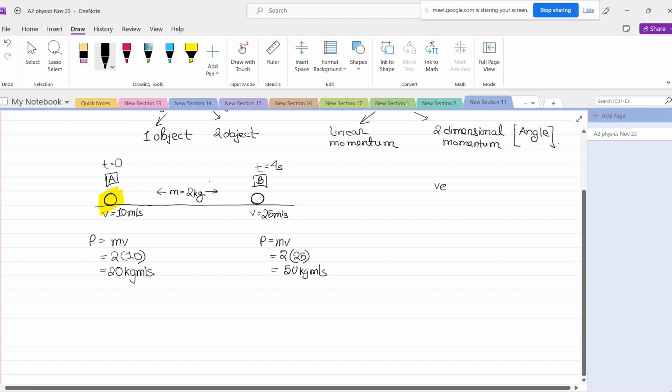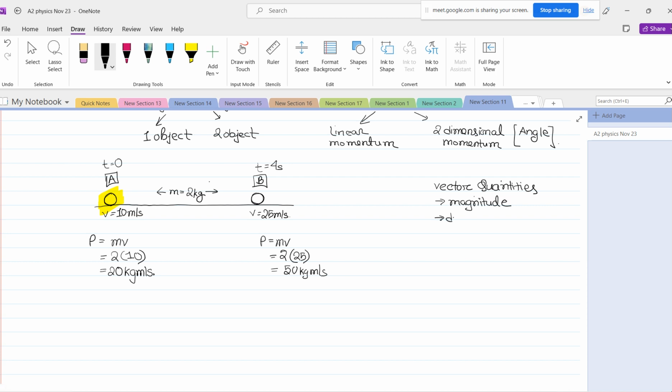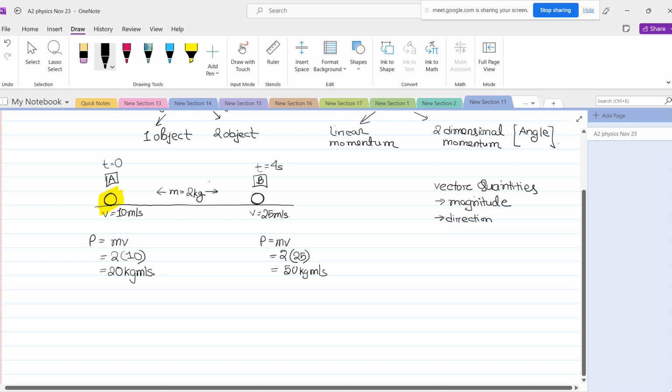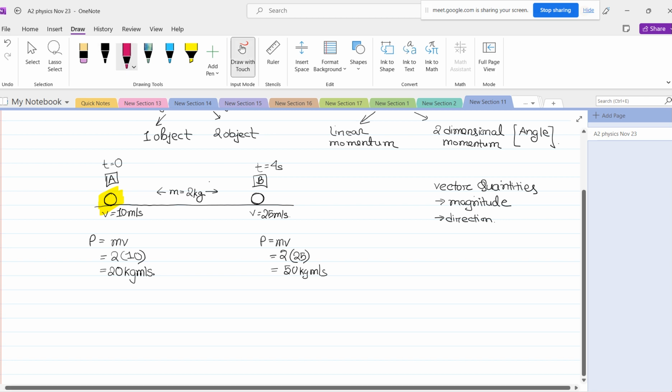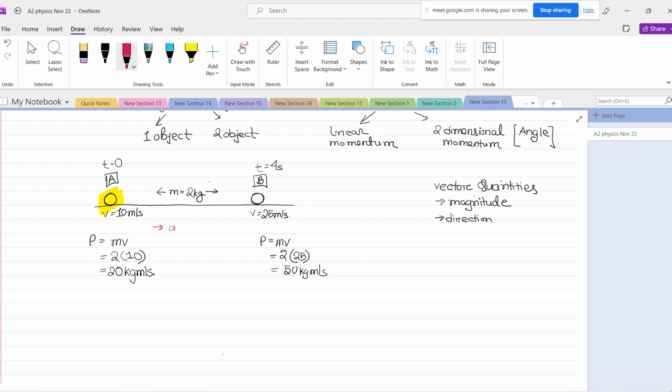Right, let me just write it down over here. Vector quantities depend on first magnitude and direction. So when we start to calculate the value for momentum for the particle at every point, at point A or at point B, regardless of whatever direction the particle was moving, we are obviously going to consider one direction to be positive. For example, for both points A and B, I considered the direction towards the right as positive.